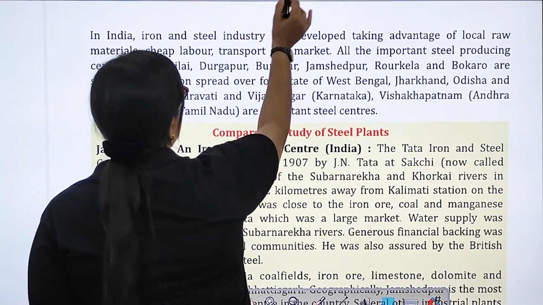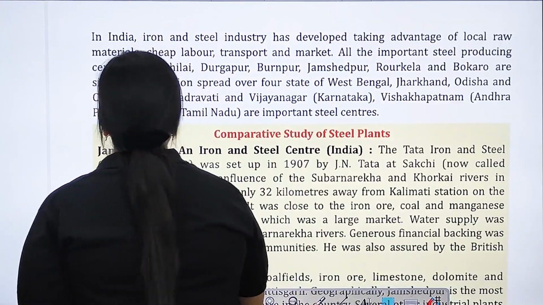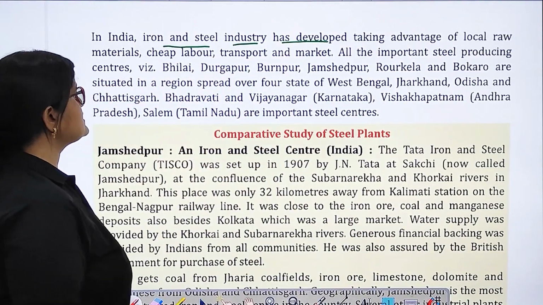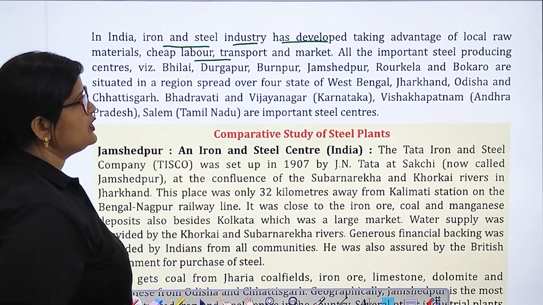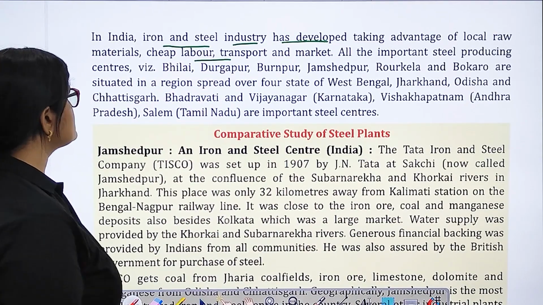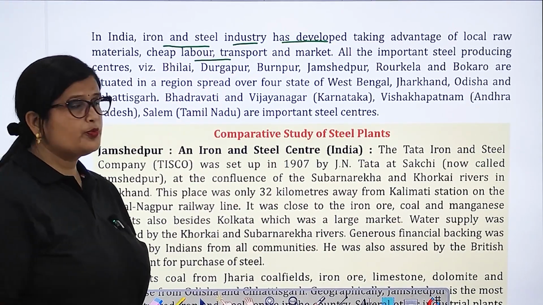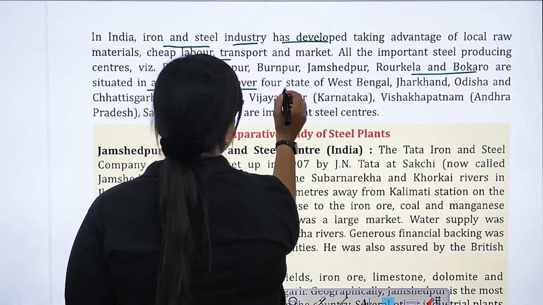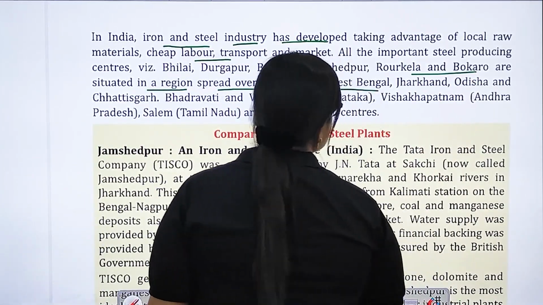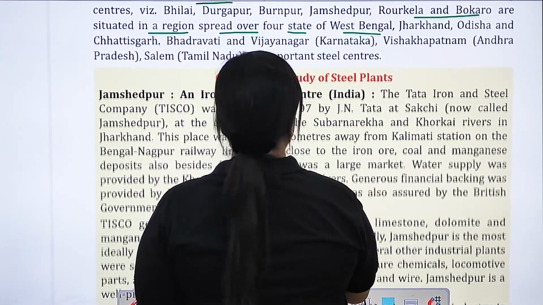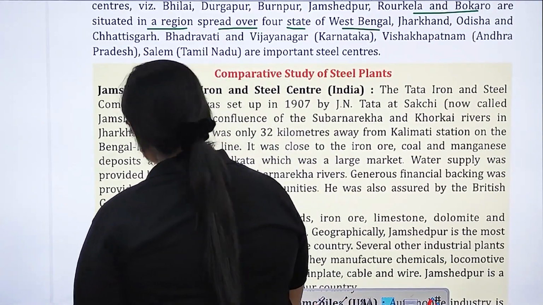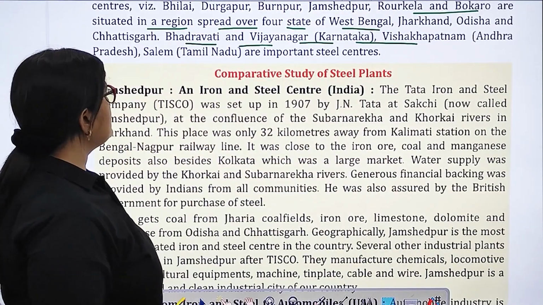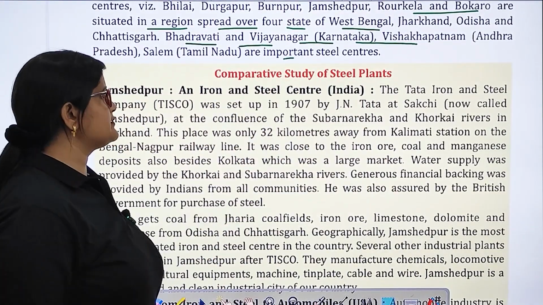In India, iron and steel industry has developed taking advantage of local raw materials, cheap labor, transport and market. All the important steel producing centers like Bhilai, Durgapur, Burnpur, Jamshedpur, Rourkela and Bokaro are situated in a region spread over 4 states of West Bengal, Jharkhand, Odisha and Chhattisgarh.